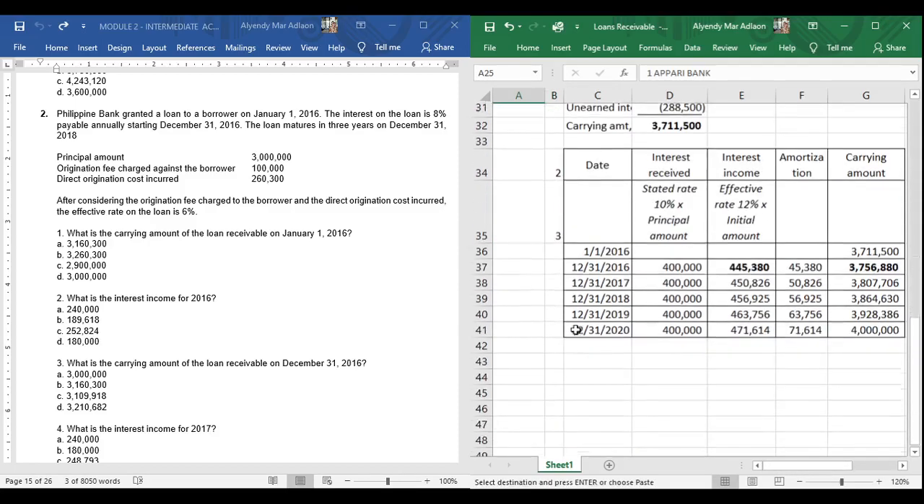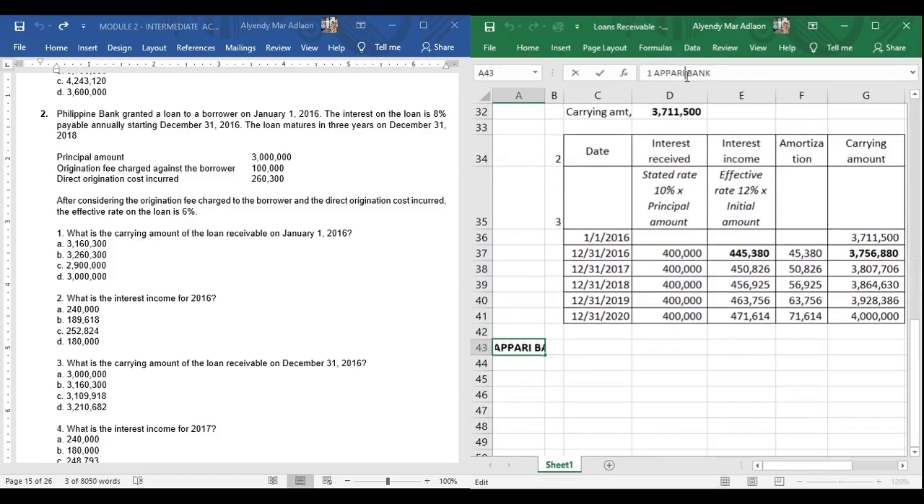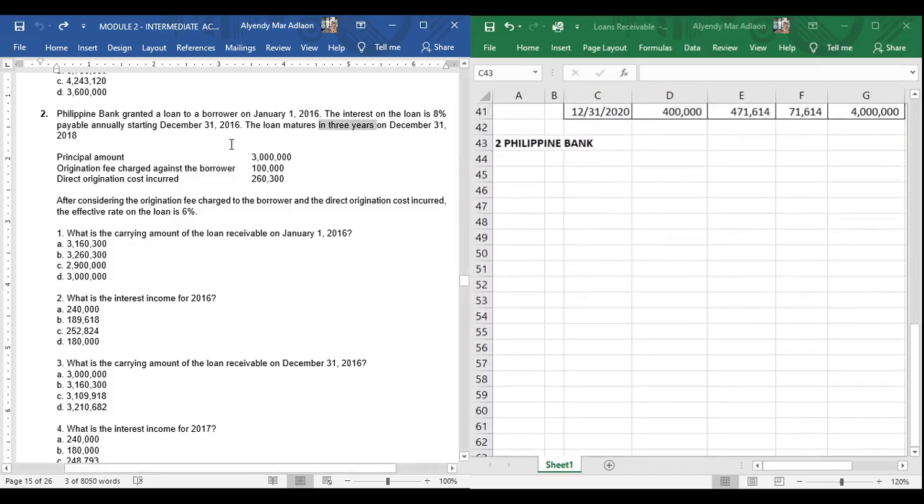Next would be the Philippine Bank. Philippine Bank granted a loan to a borrower on January 1, 2016. The interest on the loan is 8% payable annually starting December 31, 2016. The loan matures in 3 years on December 31, 2018. So the problem is the same, no? After considering the origination fee charged to the borrower and the direct origination cost incurred, the effective rate of the loan is 6%. Let us now solve.